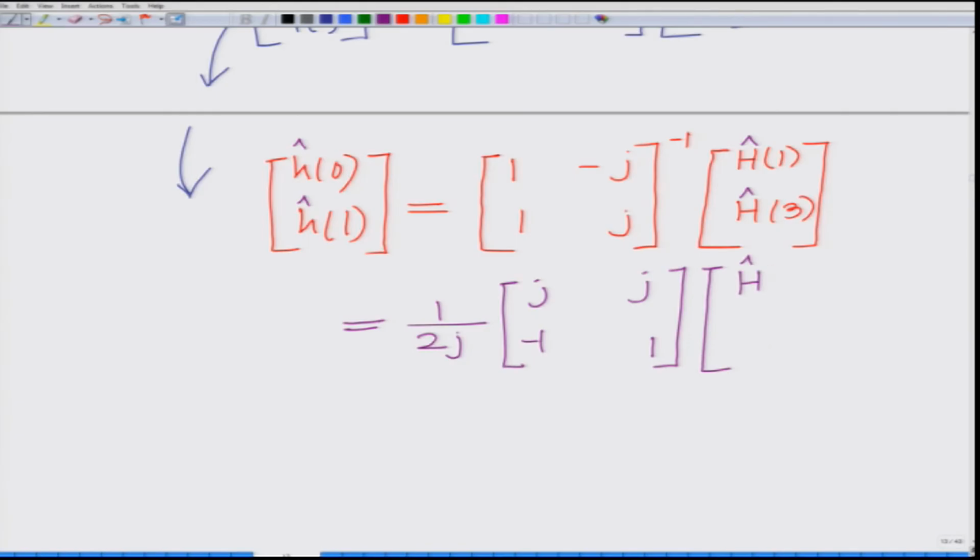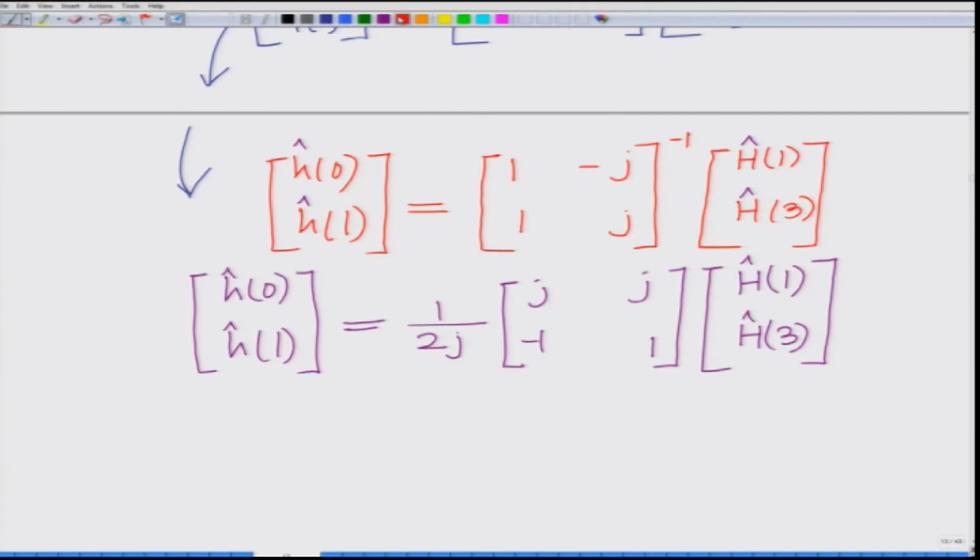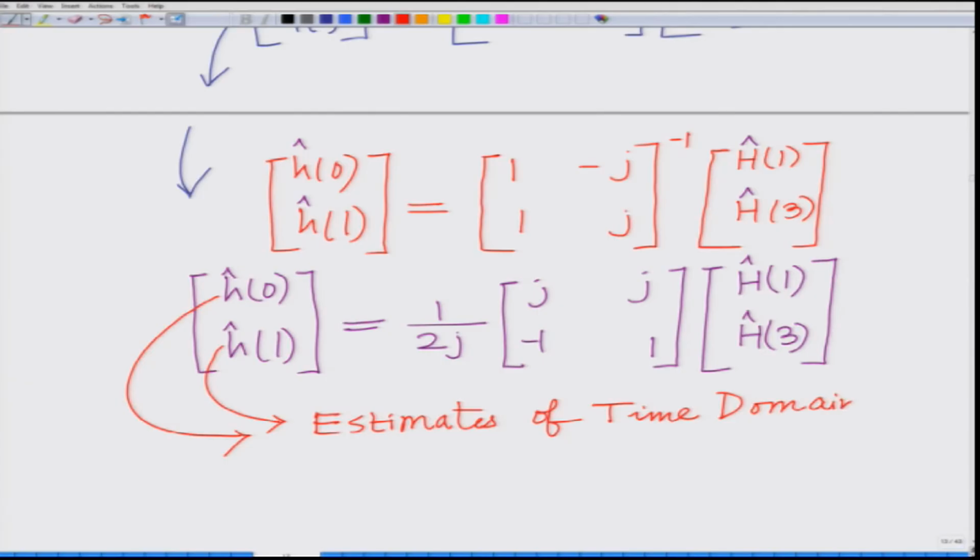That is equal to h hat 1, H hat 3, and that gives me my h hat 0, h hat 1. These are the estimates of the time domain channel taps, and that is interesting. So, you can use this linear transformation to get estimates of the time domain channel taps, and that is what we have.